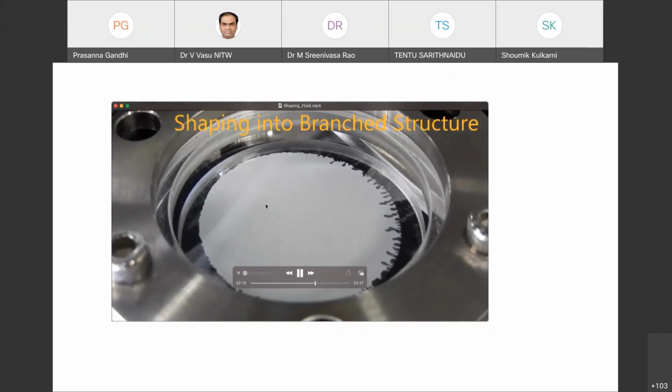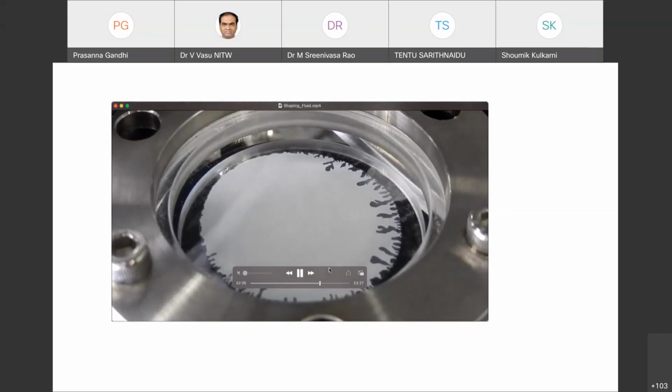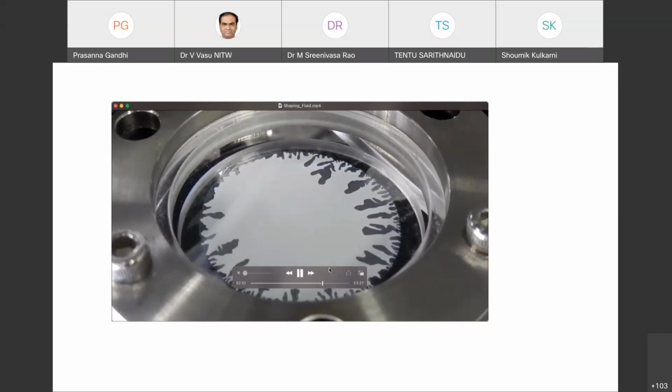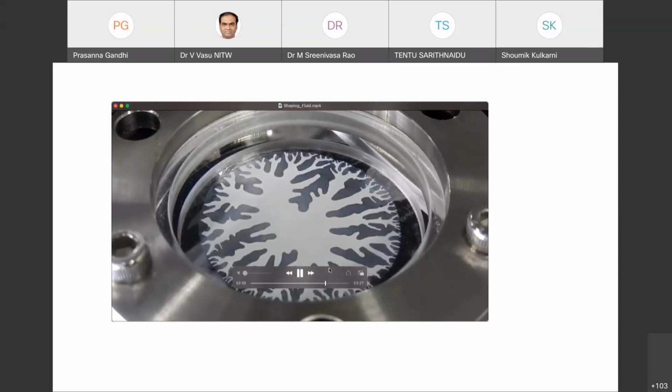So this is showing the randomness of the process. You can see how randomly the fingers are getting generated from multiple points when you don't have any control. Okay. So this is what Saffman-Taylor instability is known for: the fingering patterns, which are random in nature and unstable, and that's why it's called instability.